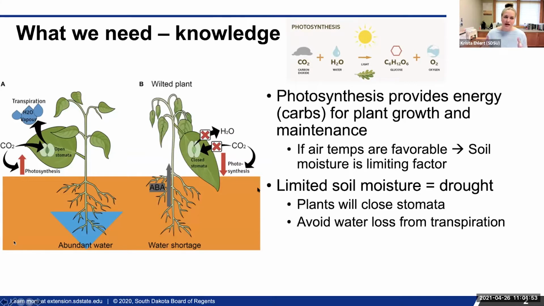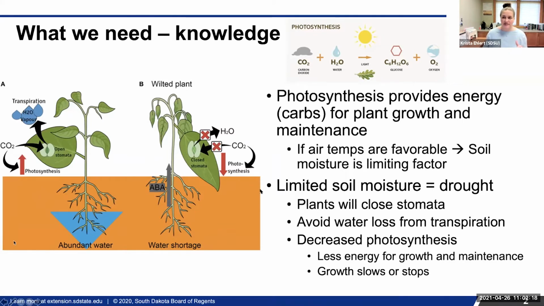However, under a drought situation where we have limited soil moisture, a water shortage, then you can see this wilted plant, the stomata are going to close. The reason they close is to avoid water loss from transpiration, which means that not enough CO2 can get in for photosynthesis to occur. Decreased photosynthesis means that we have less energy for growth and maintenance to occur, and growth is going to slow or stop.